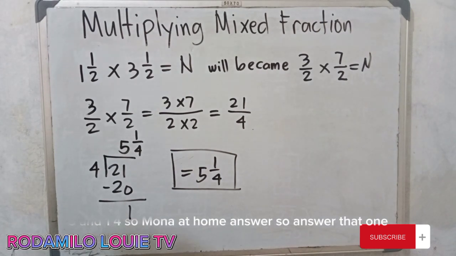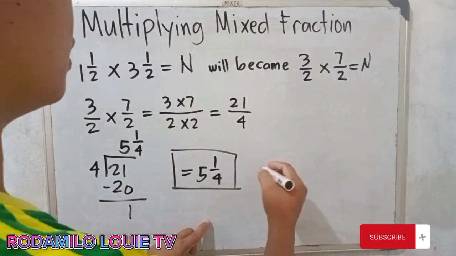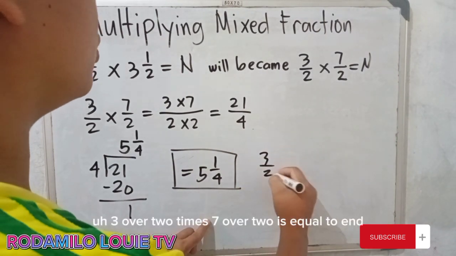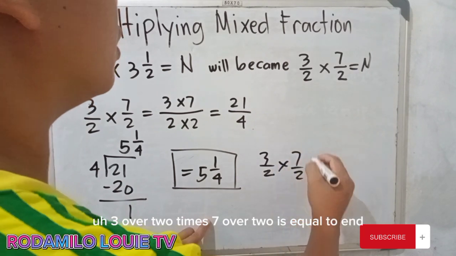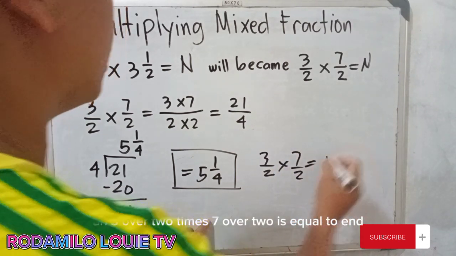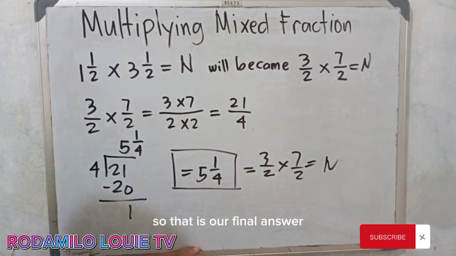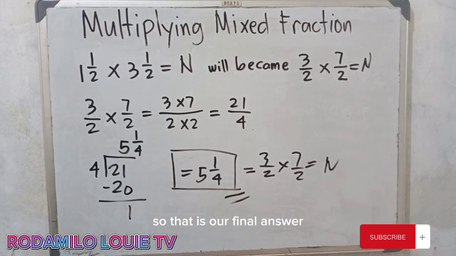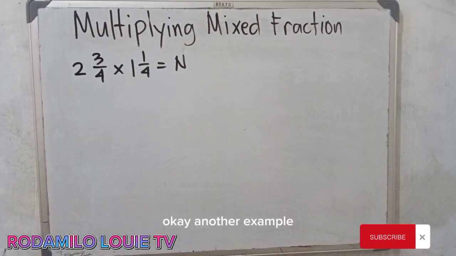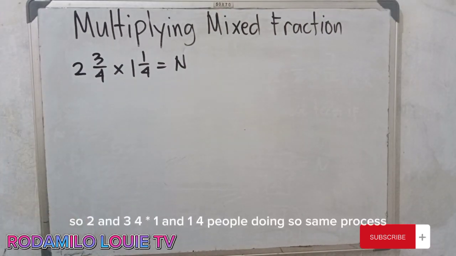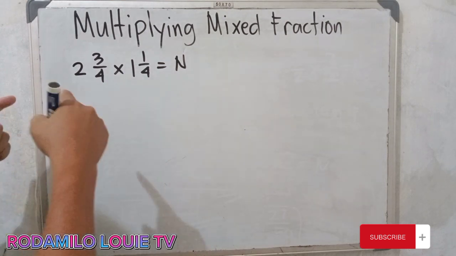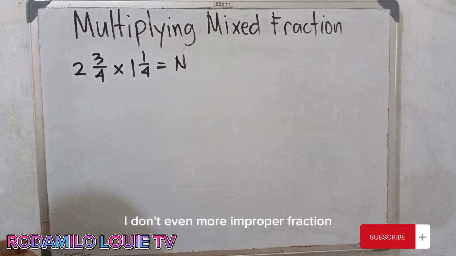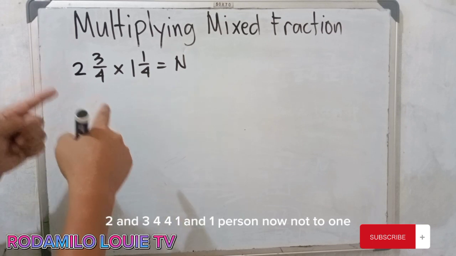So, na-answer na nato ang 3/2 times 7/2 is equal to n. So, that is our final answer. Okay, another example. So, 2 and 3/4 times 1 and 1/4 is equal to n. So, same process atong baton. Atong imuon nga improper fraction ang 2 and 3/4 o 1 and 1/4.